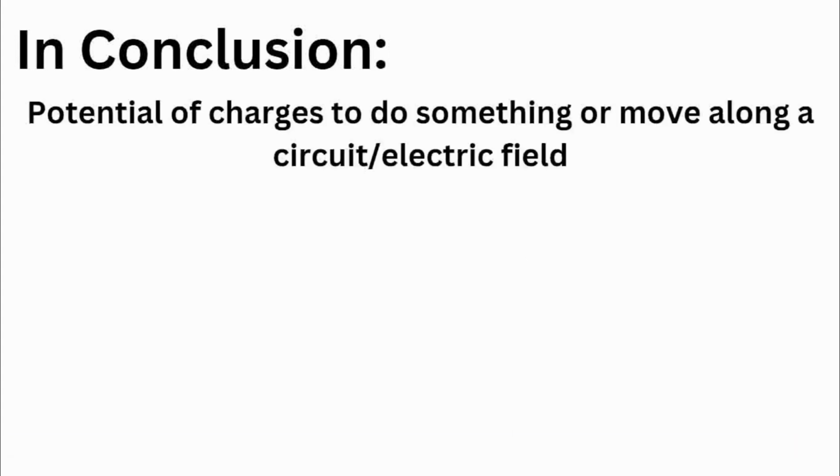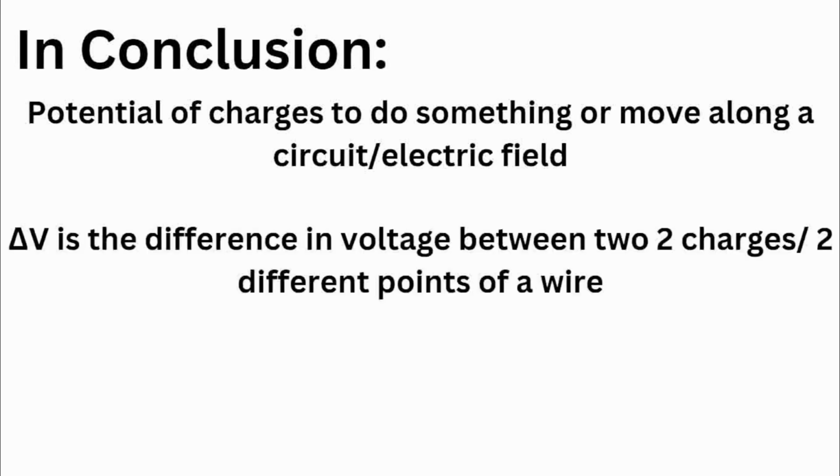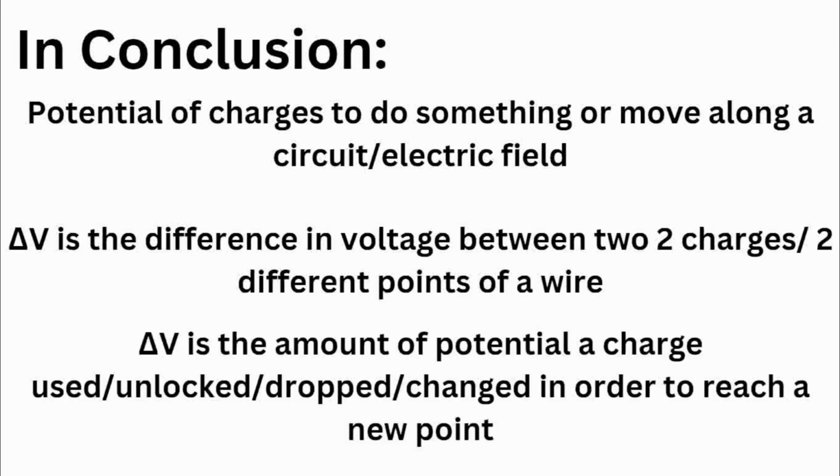So in conclusion, you could define voltage as the electric potential. It is the potential of charges to do something or just to move along an electric circuit or an electric field. And the change in potential, the difference in potential, whatever you want to call it, is just the difference in voltage between two charges or two different points in a wire. You could also say that the change in potential is the amount of potential that a charge had to use, to unlock, to achieve, the amount it had to drop or change, whatever word you want to use. Basically, the amount of potential they had to change in order to reach a new point.